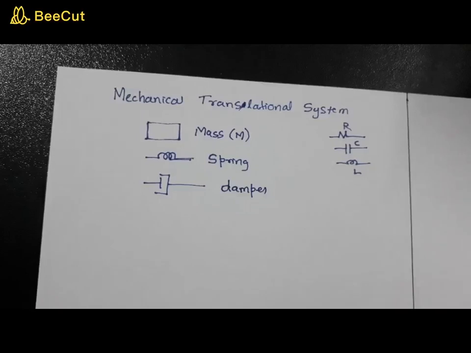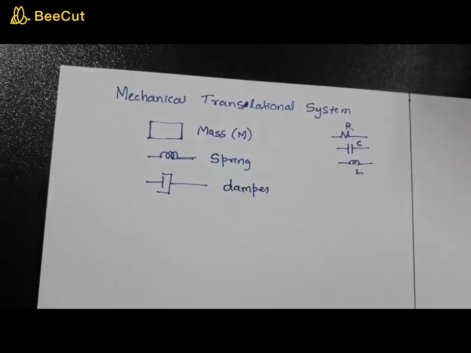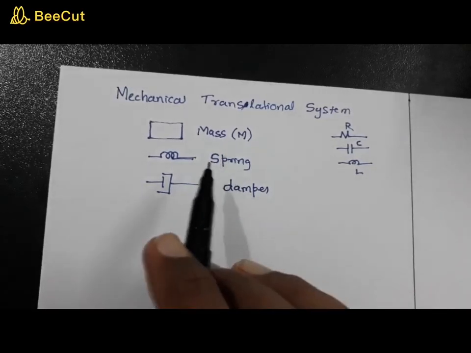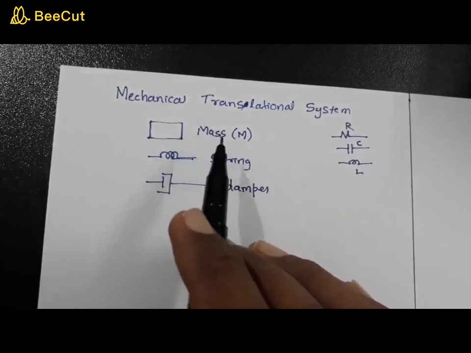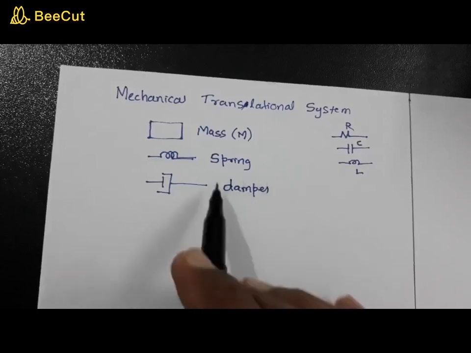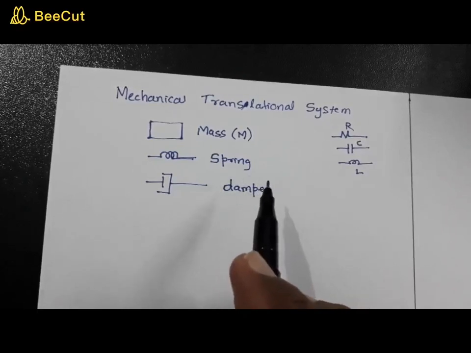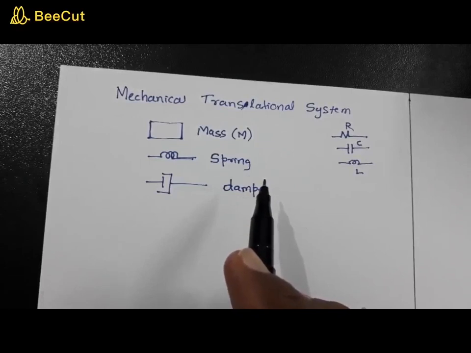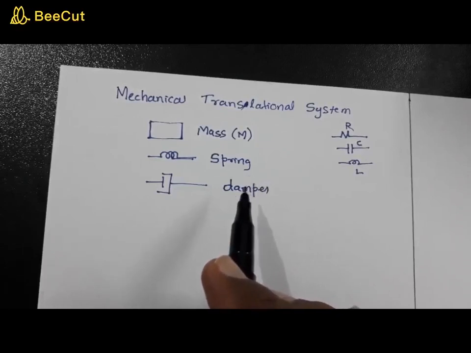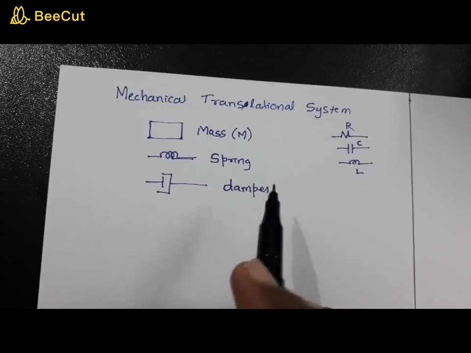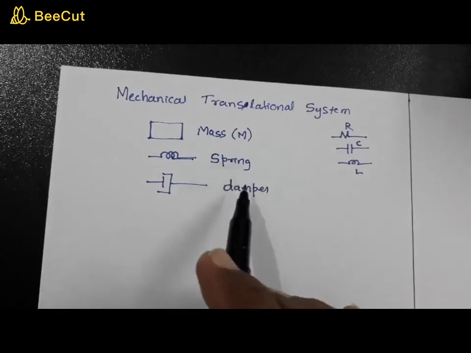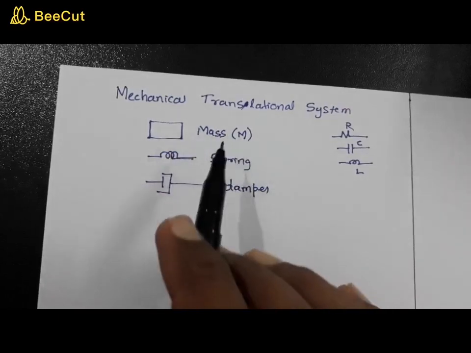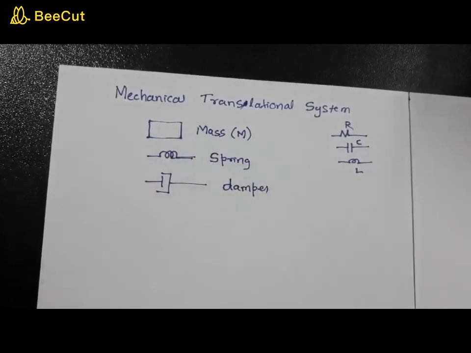Now the spring actually brings the mass to equilibrium when the mass is moved, while the damper, what happens is that because of the spring action the system can oscillate, and the damper brings down that oscillation. So the combined action of both the spring and the damper makes the system settle in an equilibrium position.